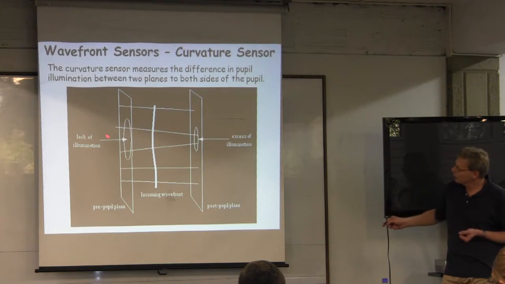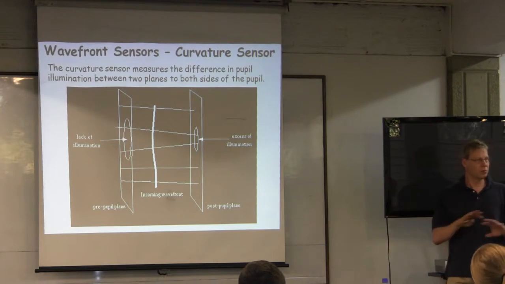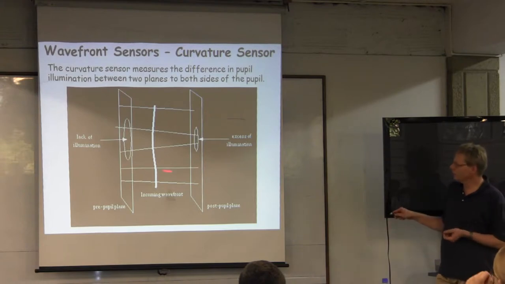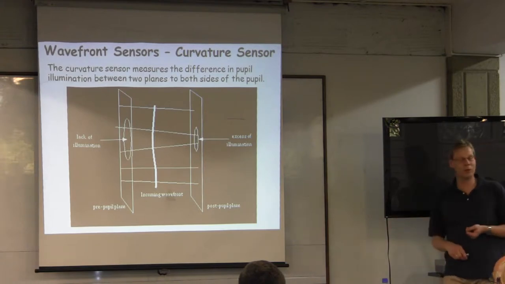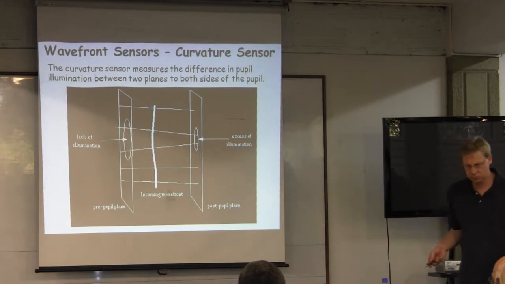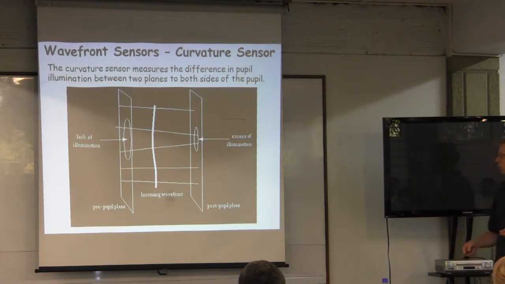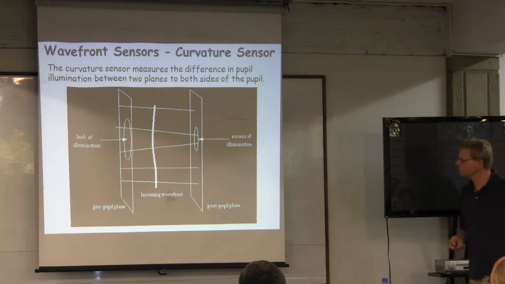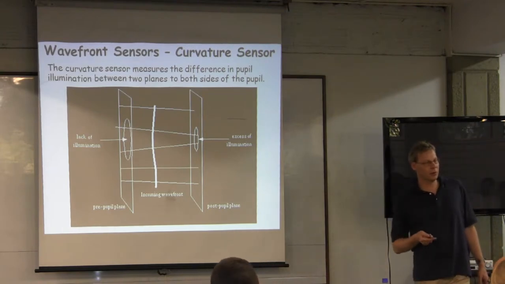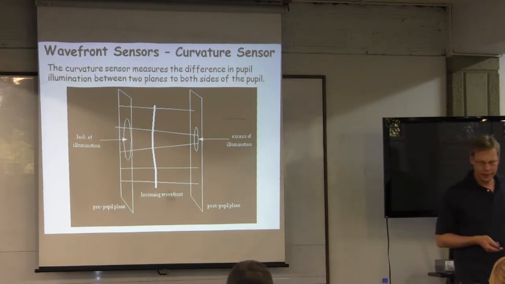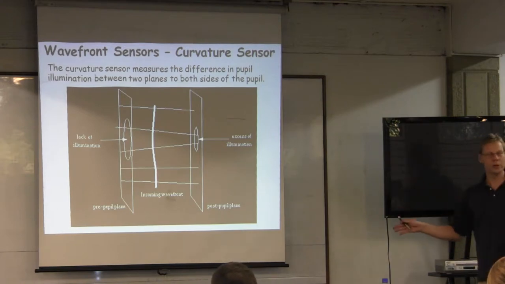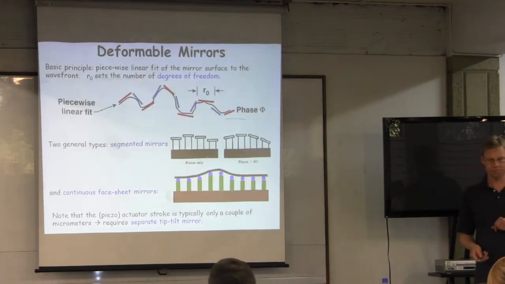Of course, if that plane were flat, these rays would be parallel. The light here and here would be the same, and the difference would be zero. Okay? And if you have a tilt here, there is a difference in illumination. The difference is not zero, and you can easily see that. And then you also have the information. So there are many ways to measure the wavefront, and we'll now assume we know what the wavefront is.